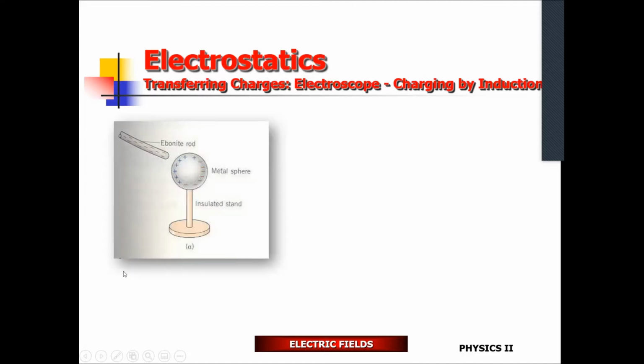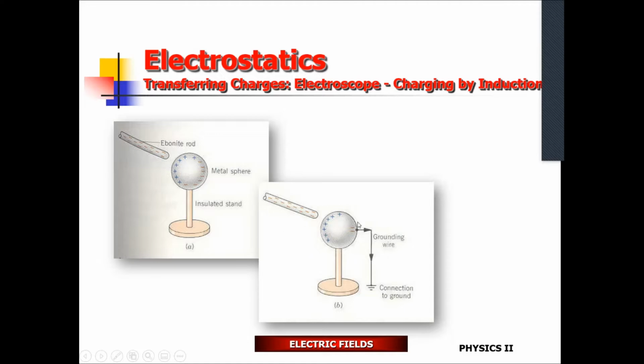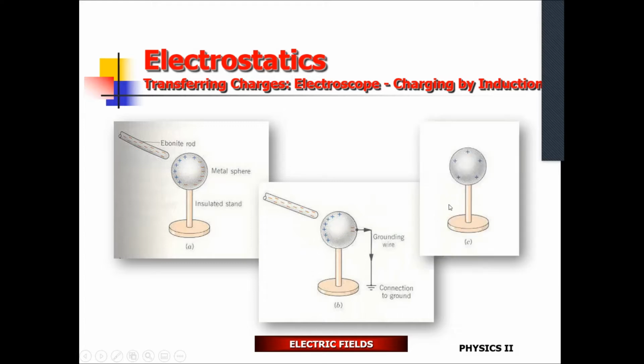Charging by induction means that, number one, you will polarize the metal piece. Notice that there's a metal piece or sphere, which is insulated from the ground. You have a rod, positively or negatively charged. Immediately, this charged rod is going to polarize the metallic sphere. If you ground this metallic sphere by using a grounding wire, it's going to force the like charges, in this case the negative charges, since this rod is negatively charged, into the ground. The negative charges inside the sphere are forced into the ground. If you get rid of the grounding wire, it's going to have a net positive charge.